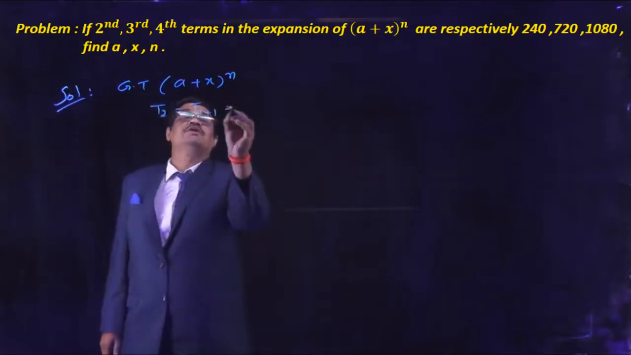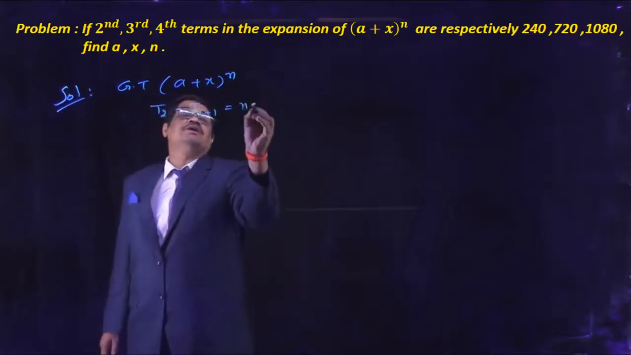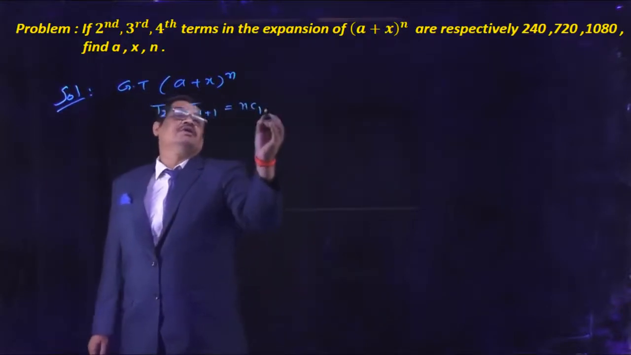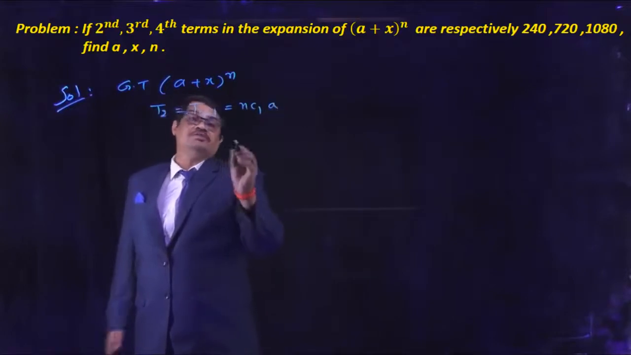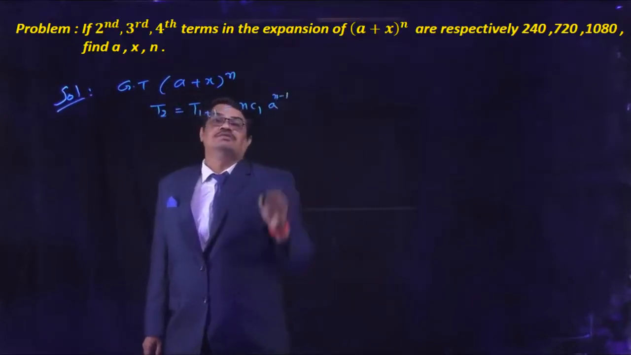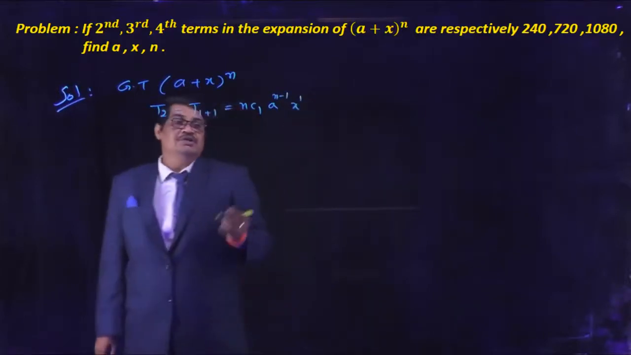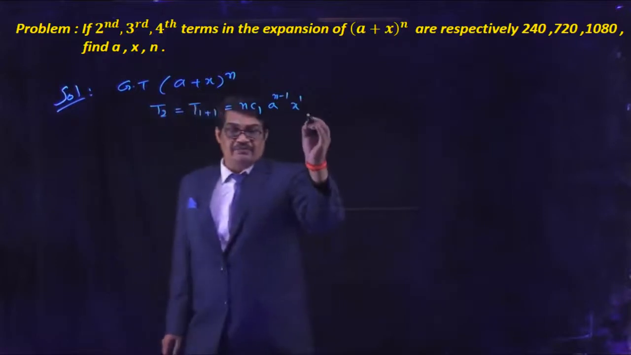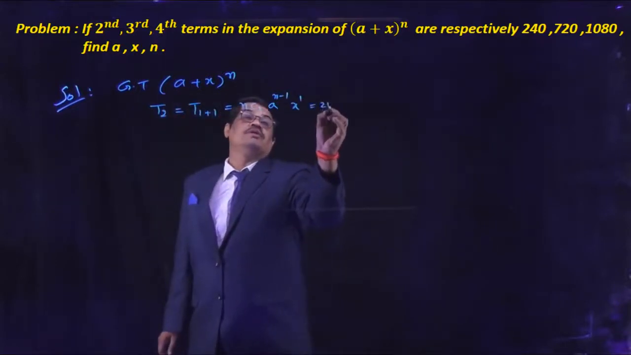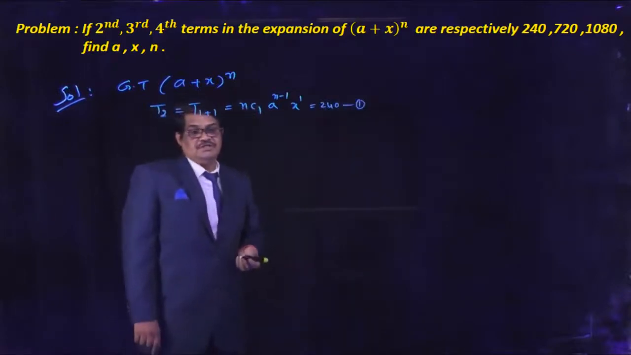Here r is 1, and here nC1 into the first term, a^(n−1), into the second term, x^1. This term value is given as 240. That is the second term, equation 1.